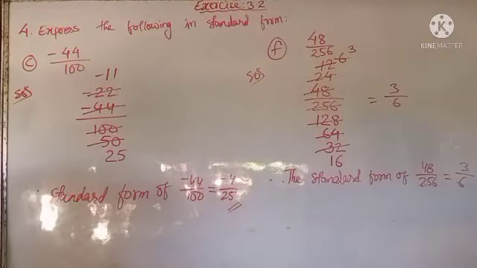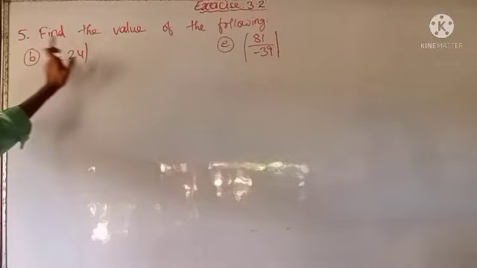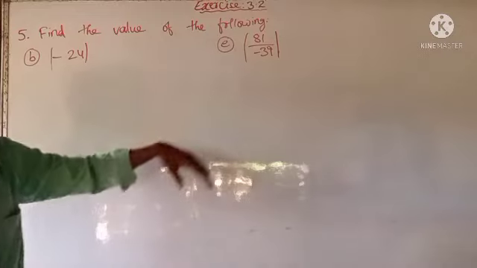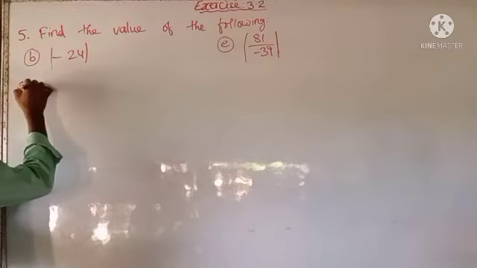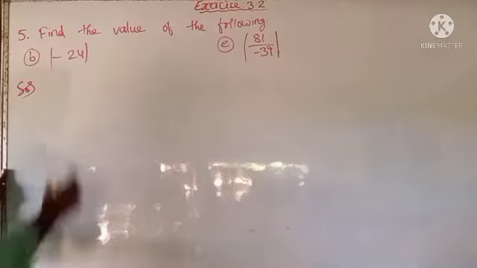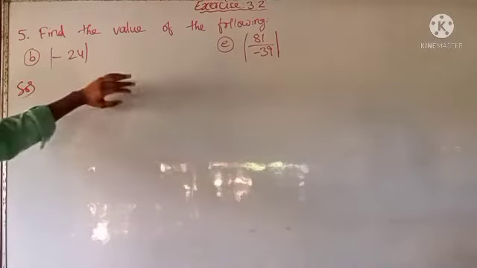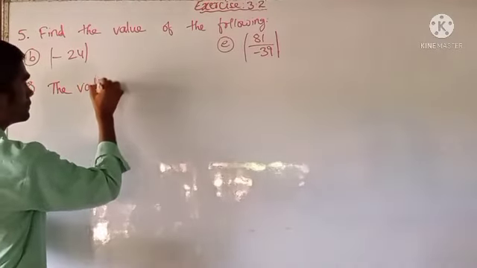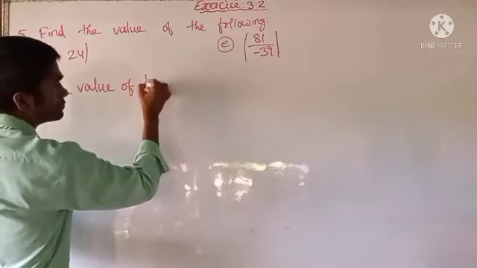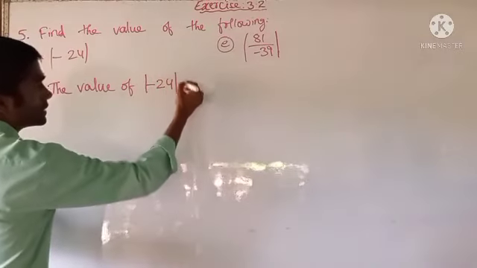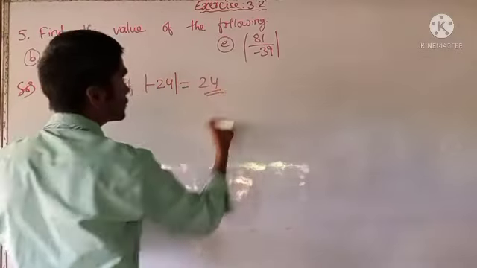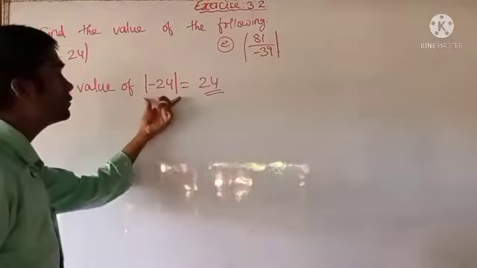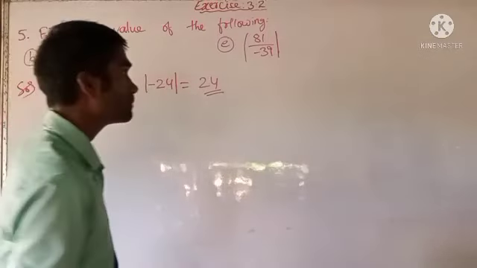Now let me show you question number 5. Find the value of the following. Here some absolute values are given and we are asked to find the value of them. As I have said, the absolute value of any rational number is always positive. So we'll write here the absolute value of minus 24 is equal to 24 itself. So this is our required answer.